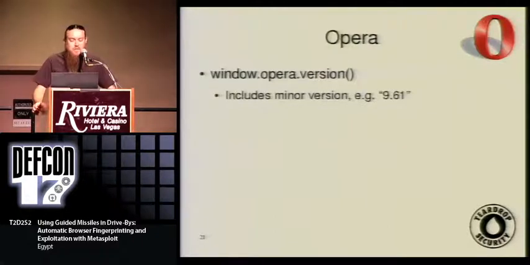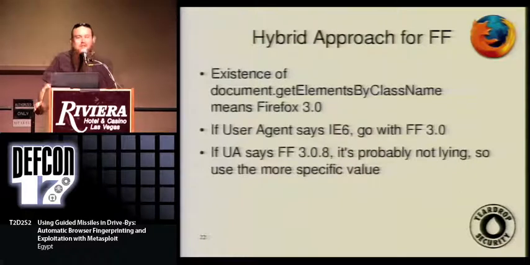Opera gives us a nice little win here: it's got a function called opera.version. Hey, that's all I need. Firefox doesn't have anything awesome like that. It just gives us the simple ways of using object detection to determine that it is Firefox, and we can get sort of a high-level version this way. So you can tell for sure that this is Firefox 3.0 by the existence of document.getElementsByClassName. Nobody else uses that, and it only shows up in 3.0 and newer.